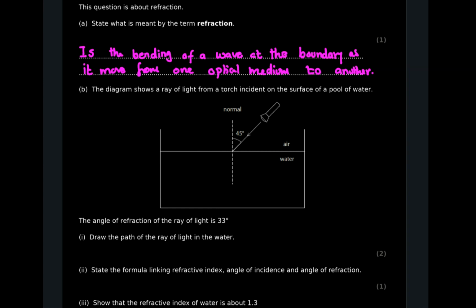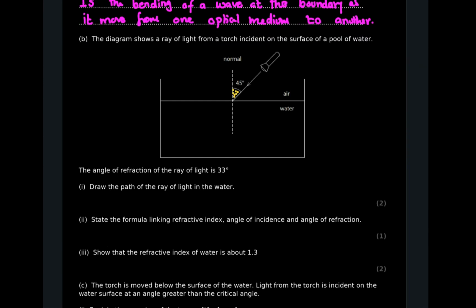We are also given a diagram, and then we are supposed to draw the path of the ray of light in the water. The torch is directed at an angle of 45 degrees. So what is going to happen here? You're going to realize that as the ray of light moves from air into water, water is dense. So the ray of light is going to slow down the moment it strikes the boundary, and then it's going to bend towards the normal. So in our diagram, we're going to draw this ray of light such that it bends towards the normal, and then we have the angle of refraction down here.